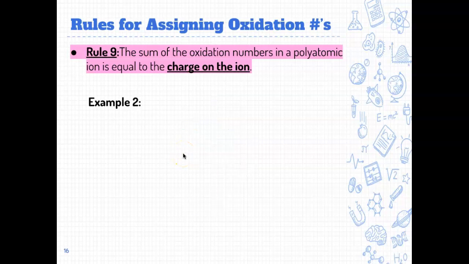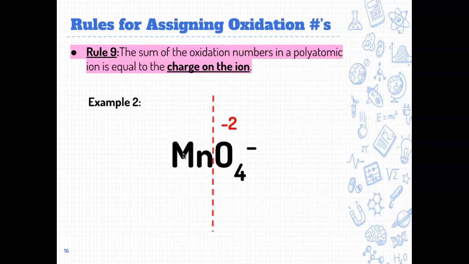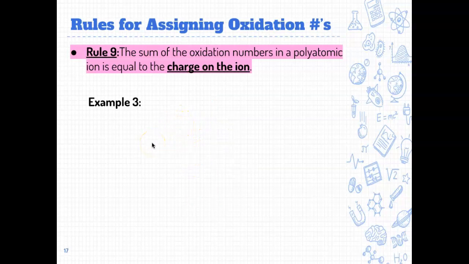Okay, example number 2, let's take a look at this. This is permanganate. So if I take a look, oxygen has a -2. -2 times 4 is -8. The charge for this ion is -1, so that means I need a number that's going to add with -8 to give me -1, so that would be +7. There's only one of these, so 7 divided by 1 is 7. So the oxidation number for manganese would be +7.